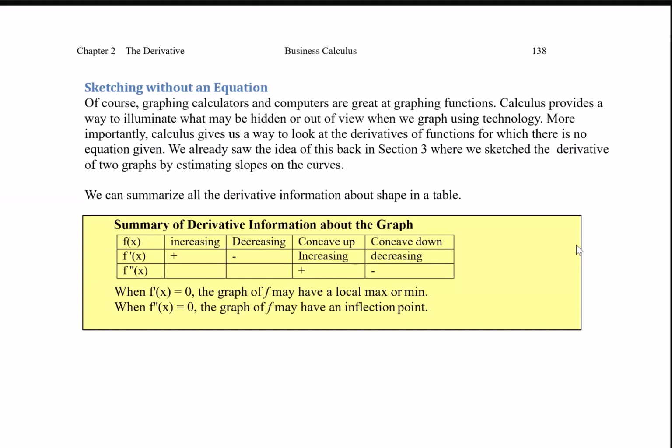We already saw the idea of this back in section 3, where we sketched the derivative of two graphs by estimating slopes on the curves. And here's a table, if you would like, you can summarize the data in a table that looks like this. This is the function, this is the first derivative, this is the second derivative. If the function's increasing, that means f prime of x is positive. If it's decreasing, it means it's negative.